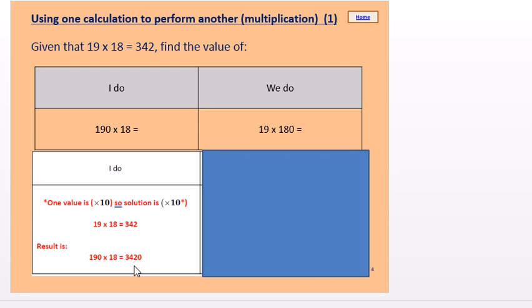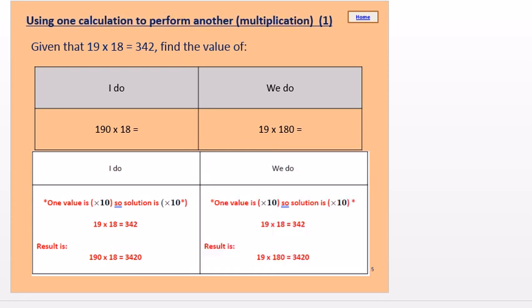Please pause the video here and take a bit of time to work through the first we do. 19 times 180. Okay, so for the first we do, 19 times 180. Compare it to our first calculation. The 19 is the same value. 180 is 10 times bigger than 18. So our solution will be 10 times bigger than 342. So 342 times 10 gives me 3,420.